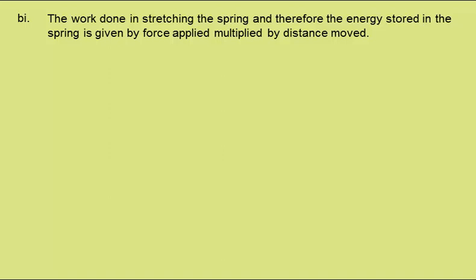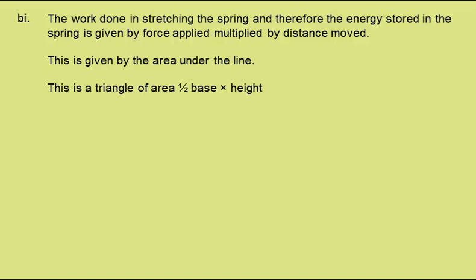In B part 1 we're given the formula for the energy stored by the spring as a half times the force times the change in length. We need to explain how this formula can be found from the graph of force against extension. Well, the work done in stretching the spring, and therefore the energy stored in the spring, is given by the force applied multiplied by the distance moved. This is given by the area under the line, and this is a triangle of area half base times height. This leads to half the force times the change in length.